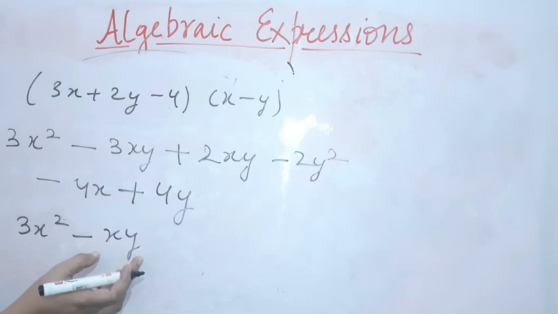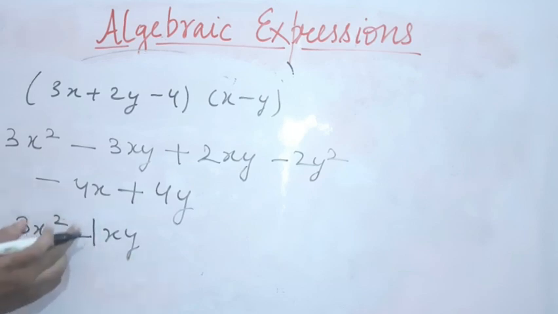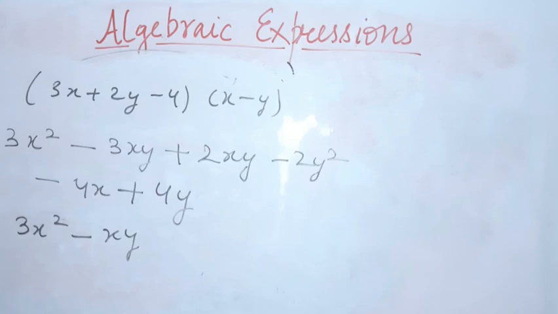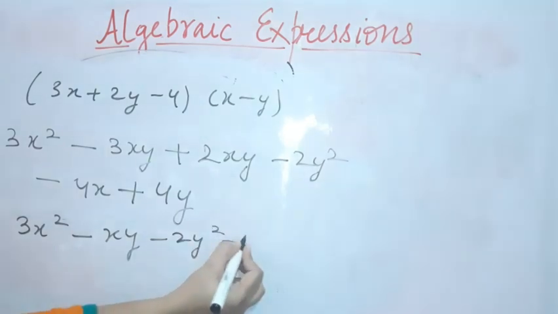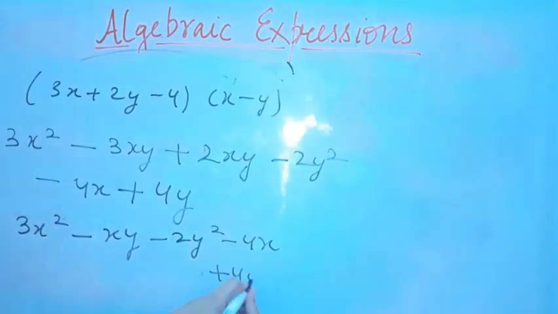If I am simply writing xy, it means it is minus 1 only. If there is no coefficient provided before a variable, then by default we have to consider it as 1. Now minus 2y square minus 4x plus 4y. Okay, I hope you must have understood how I have done this question, students.